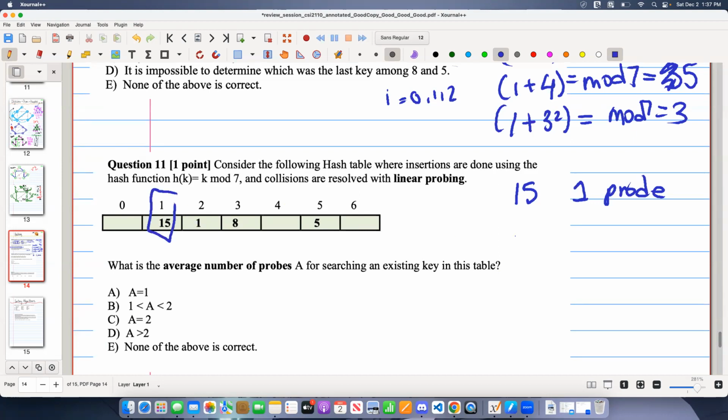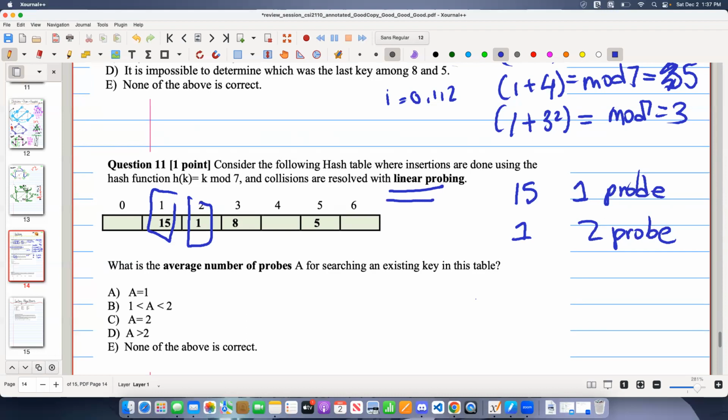Perfect. Let's say you're searching for 1. How many probes would 1 take? 2. Because 1 mod 7 is 1. Okay. 1 plus 1 is 2. 2 mod 7 is 2. And it's in the index 2. And this is another key thing to note. It's linear probing. That means you're just iterating through 1 by 1. So this would need 2 probes.